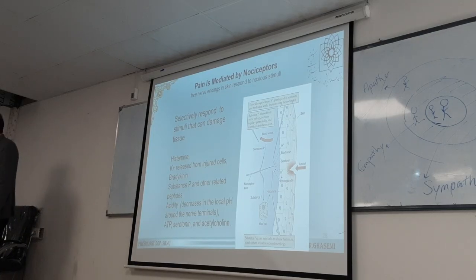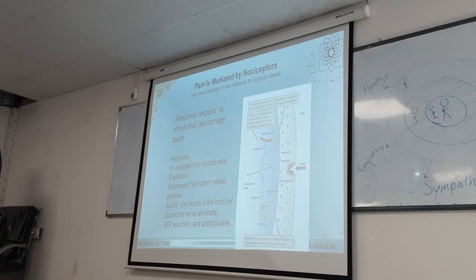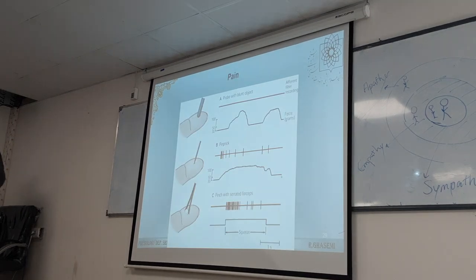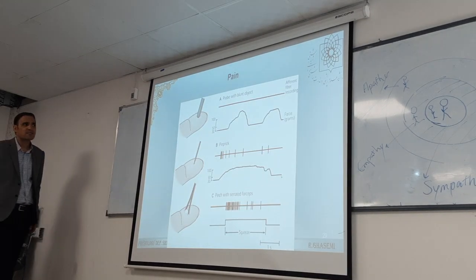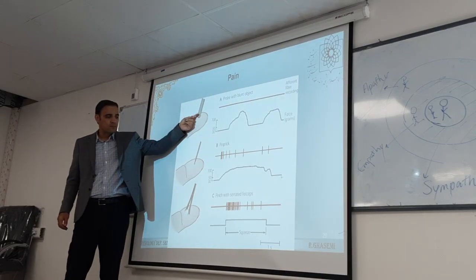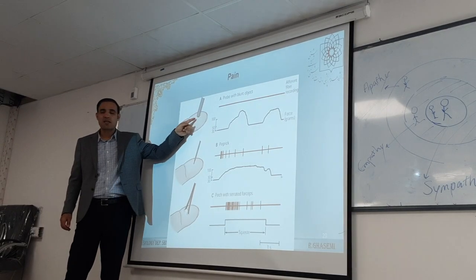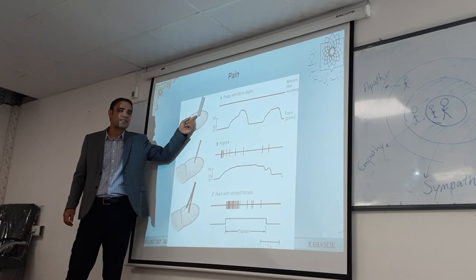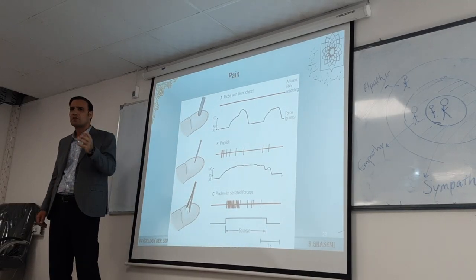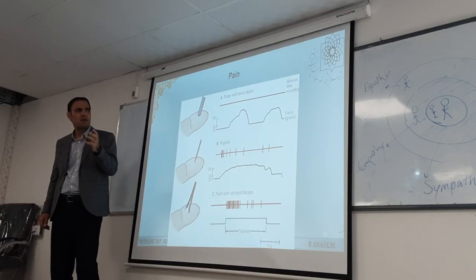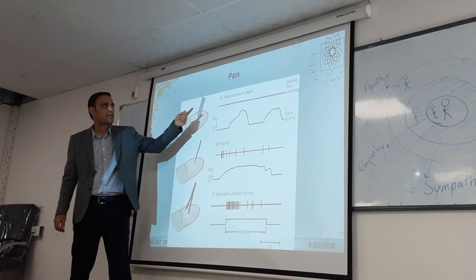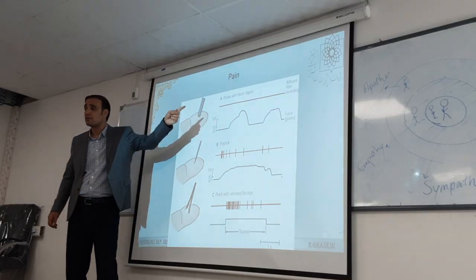Okay, therefore we can say that nociceptors are activated by these factors and then send the information to the brain. Let's see this figure. This is a pressure that is applied to the skin. But because the ending is blunt, there is almost no sense of pain. There is no activity because it is blunt.